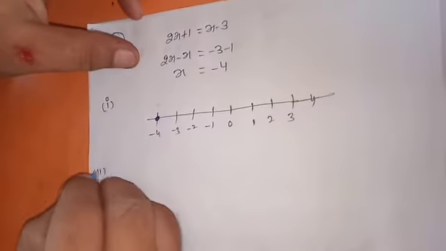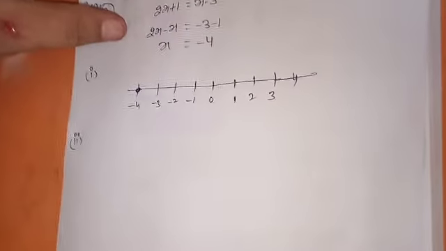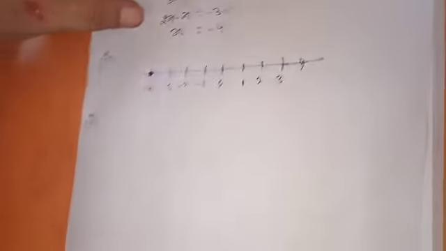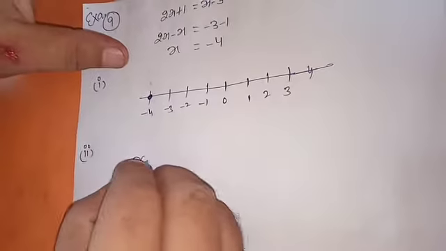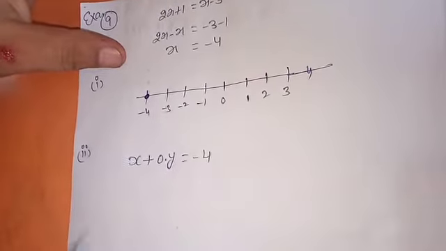Second, in the Cartesian plane, to show it in the Cartesian plane you need what? You need two coordinates. The x-axis is given, y is also needed. So how can you express this as a linear equation in two variables? You can write x plus 0 into y equal to minus 4.